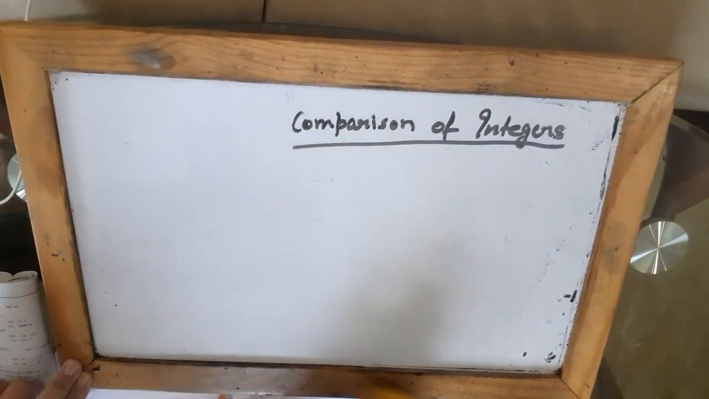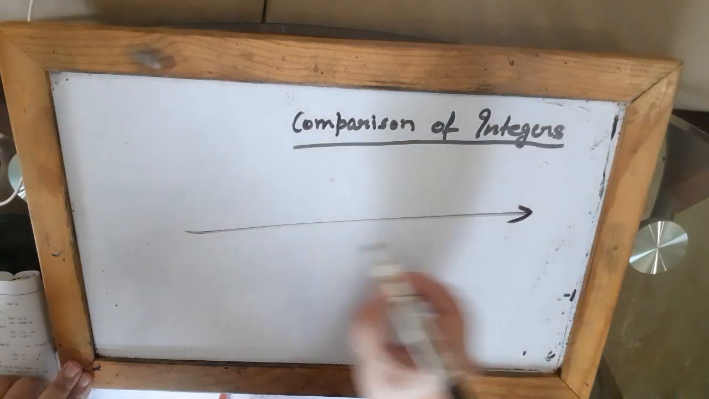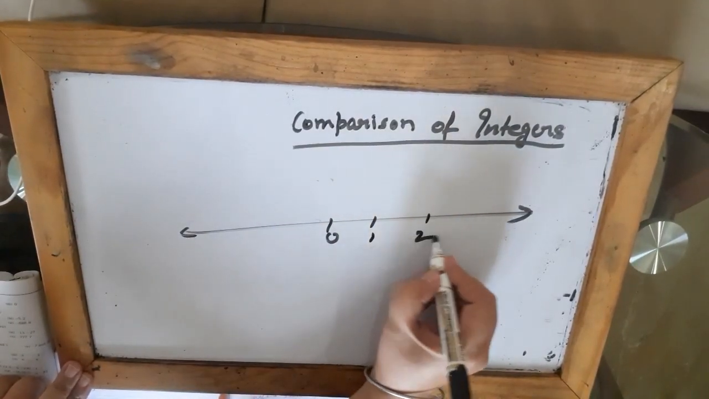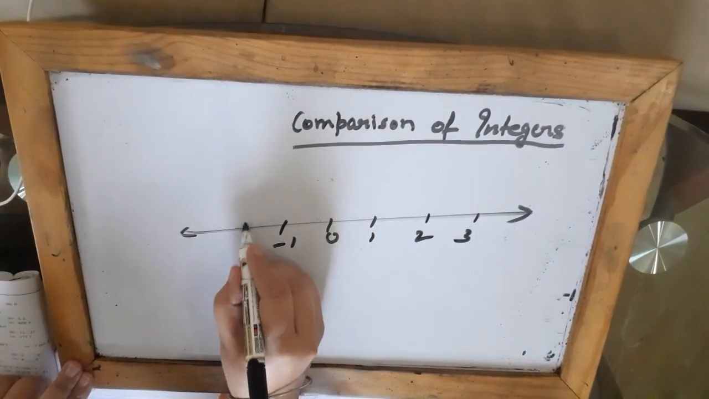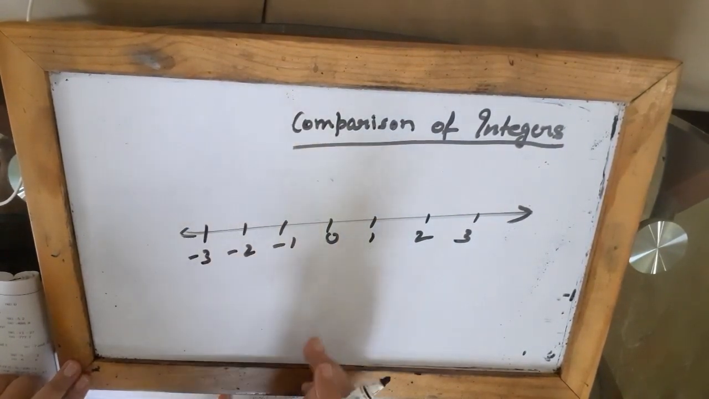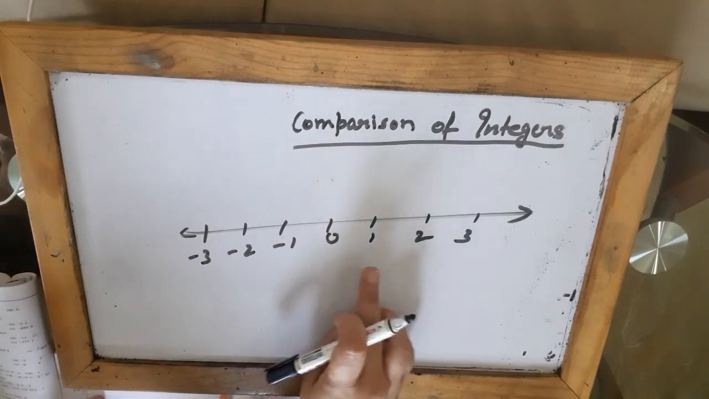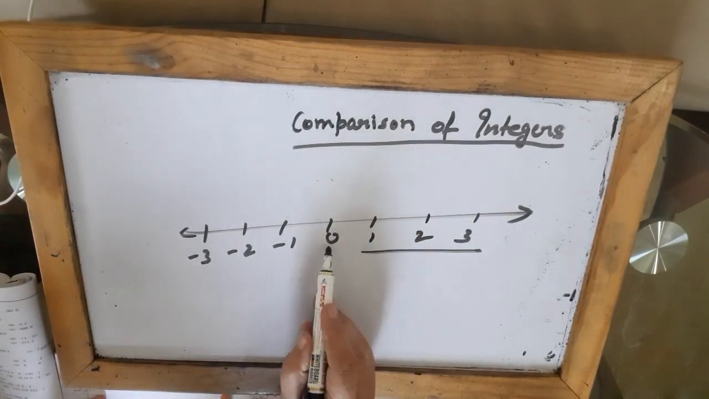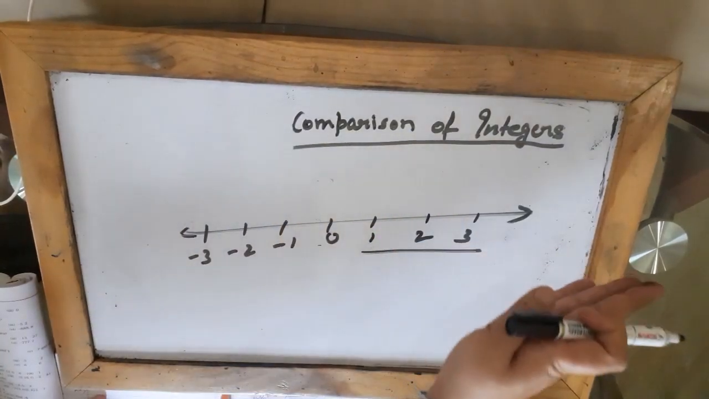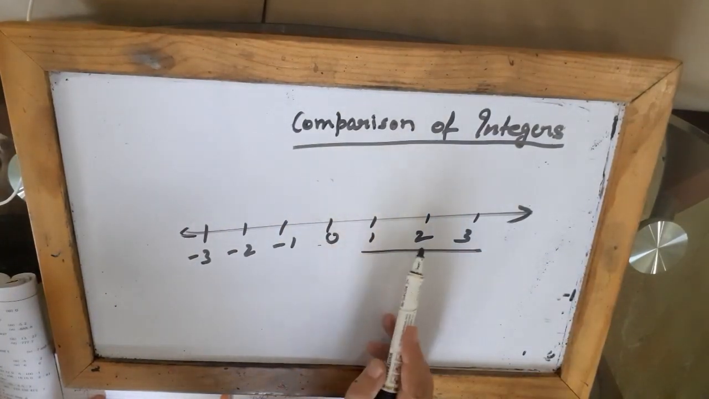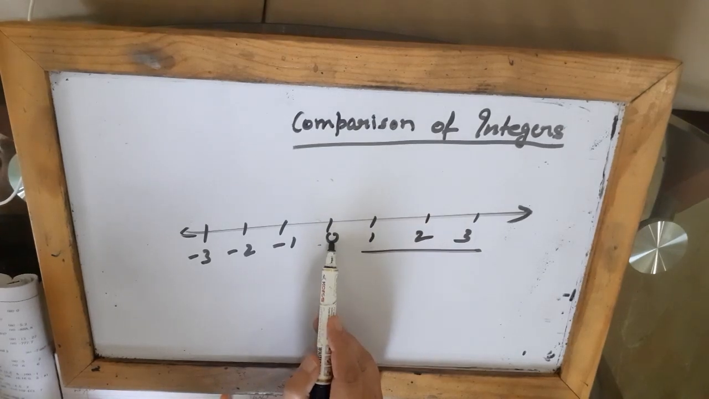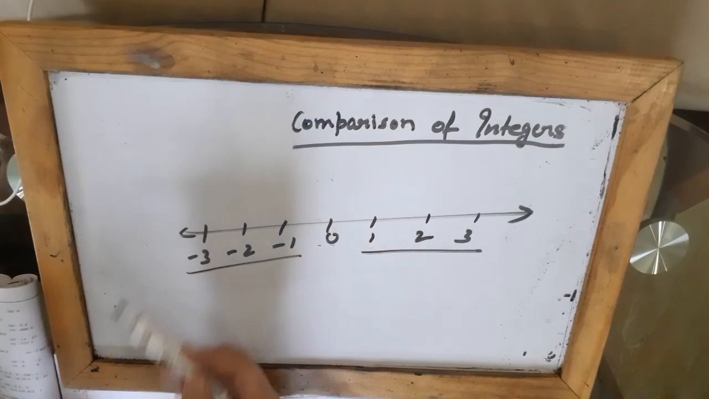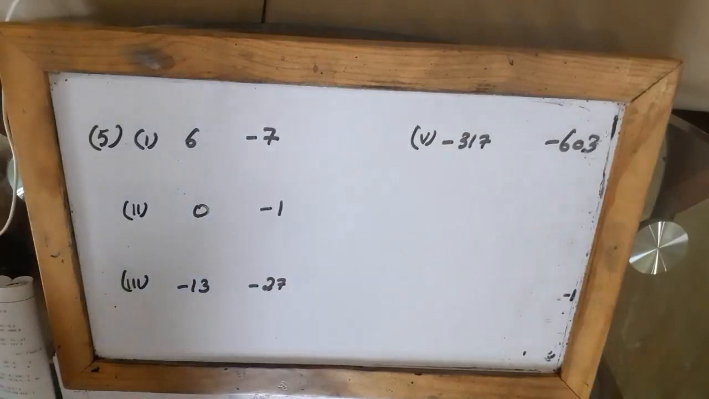So again, if I show you a number line, I can say positive numbers are greater than 0 because they are to the right side of 0. So positive numbers are greater than 0 but negative numbers are smaller than 0 because they lie to the left of it. Okay, I come to the fifth question now.